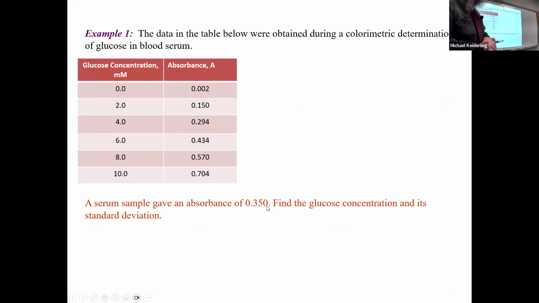So if your sample gave an absorbance of 0.35, we can solve for concentration. So absorbance plus 0.0083 over 0.0701 equals concentration. So 0.350 plus 0.0083 over 0.0701.